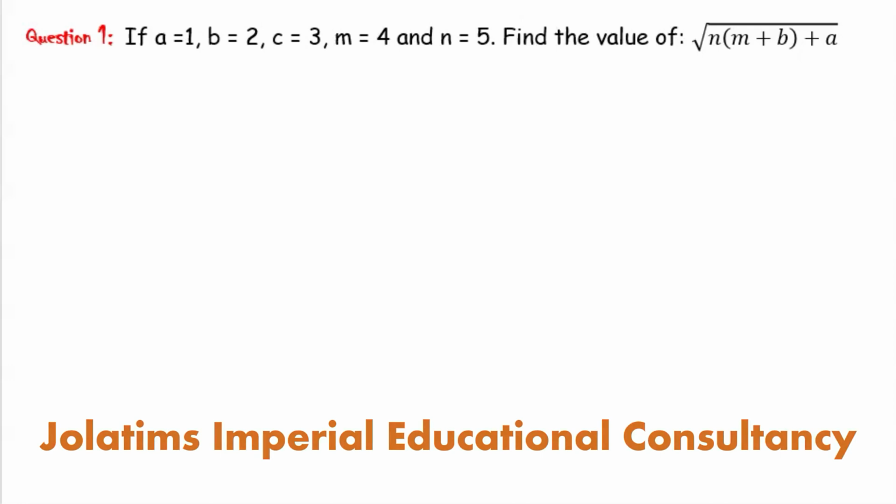Alright, so how do we do this? We simply just substitute all the values that we have, then we simplify as much as we can. Alright, so let's just go straight to this. We have the square root.